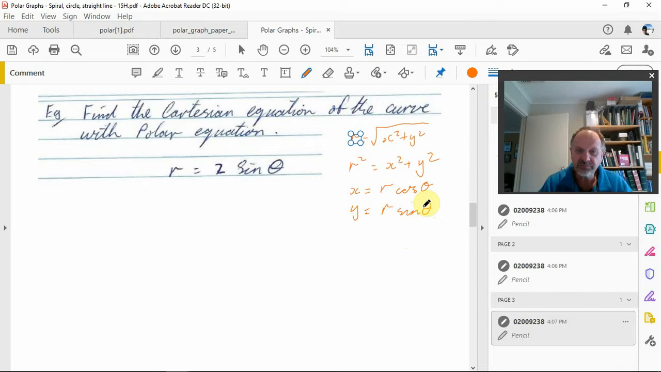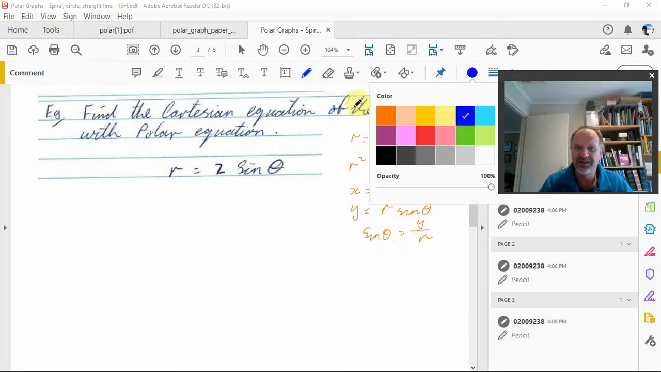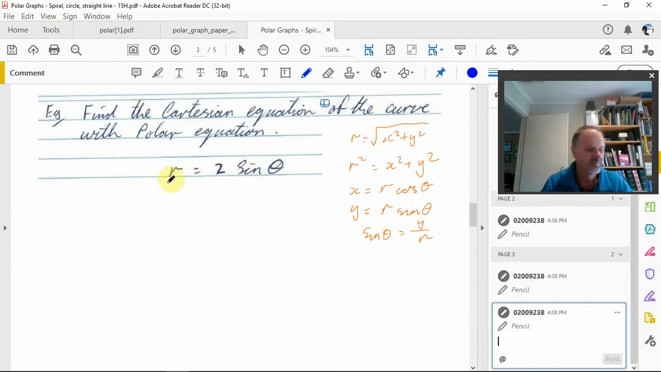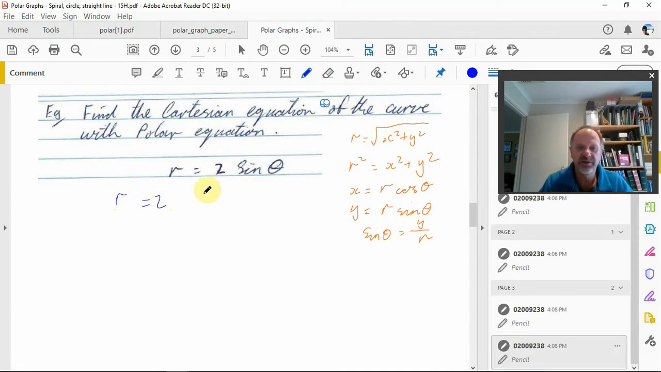All right, and if we rearrange that, sine theta is y on r. So we're going to use some of those things over in here. We'll leave r as r for the moment, equals 2. Now sine theta I'm going to replace by y over r. Then I'm going to move this r by multiplying both sides by r. And so now I have r squared equals 2y.